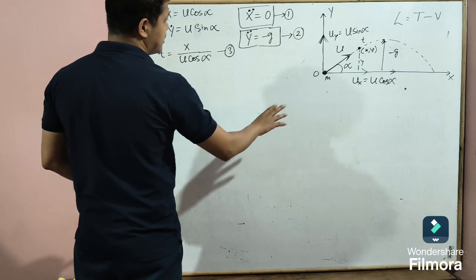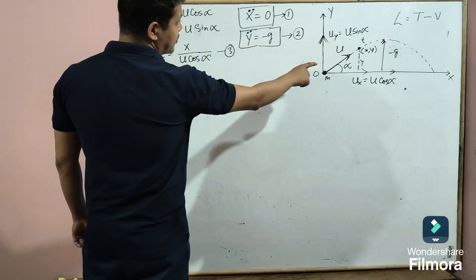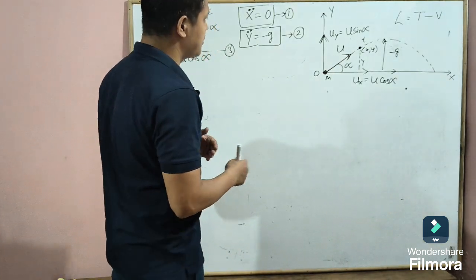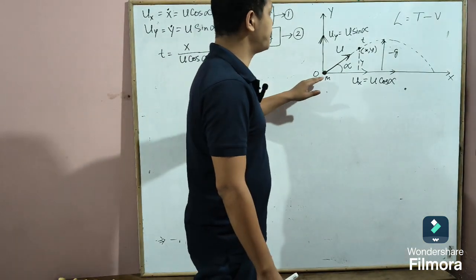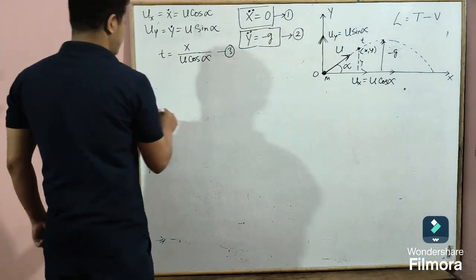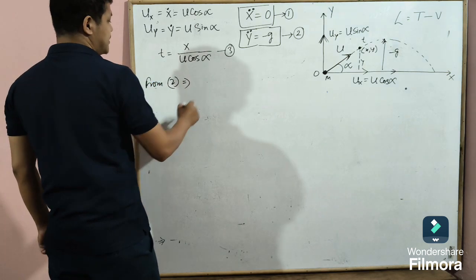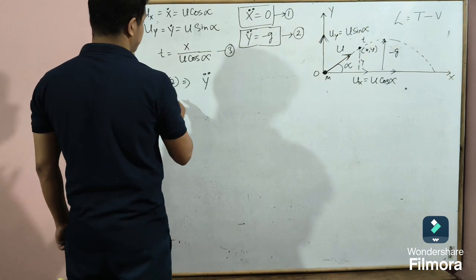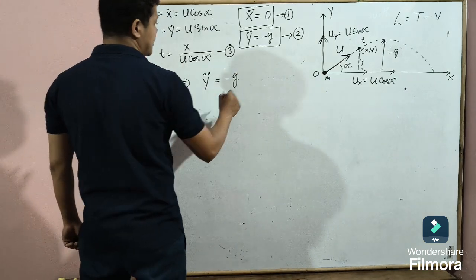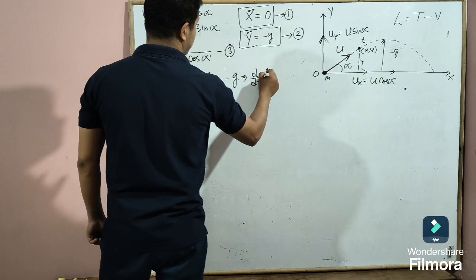And using the Lagrange equation, we have got these two equations of motion for this motion, right? Now I'm going to obtain the equation of this path. So how to do that? Now from equation number 2, first let me write equation number 2 as it is, y double dot is equal to minus z, and that means the time derivative of y dot is y double dot, right?